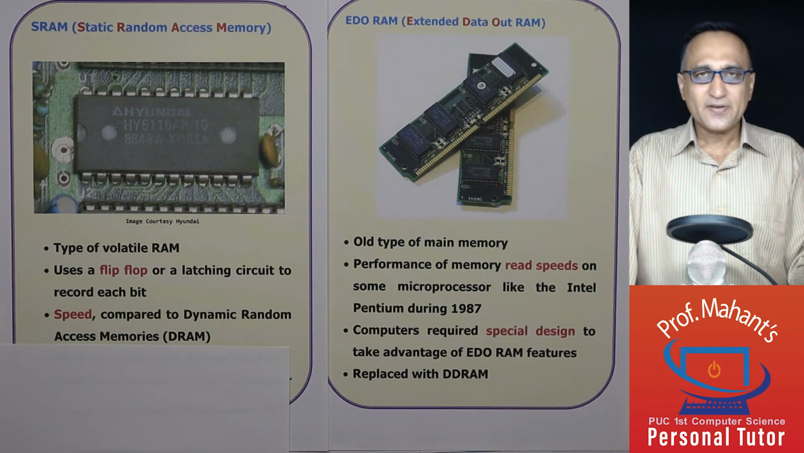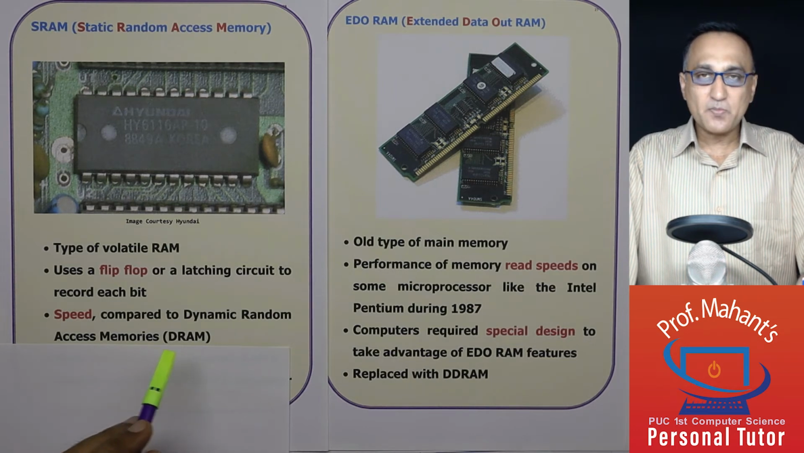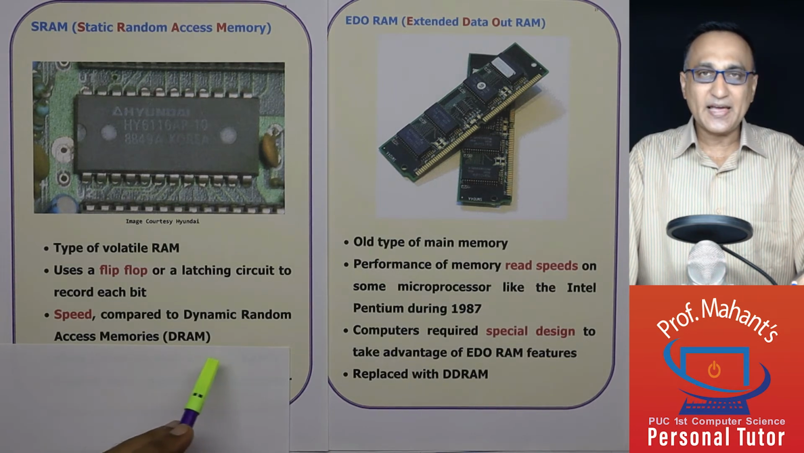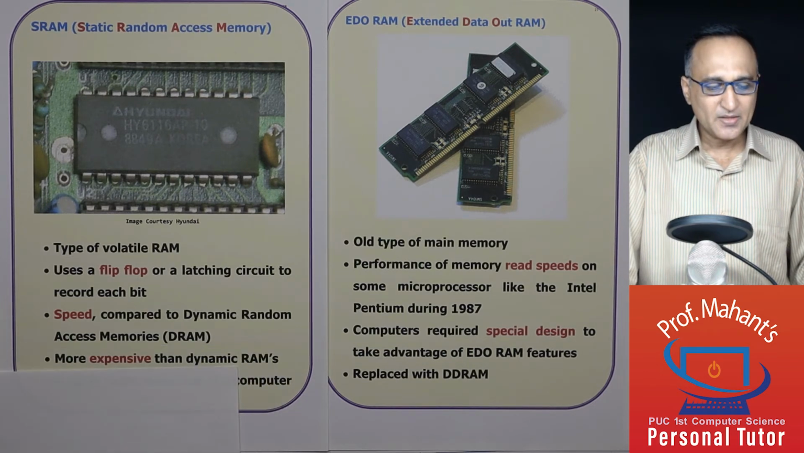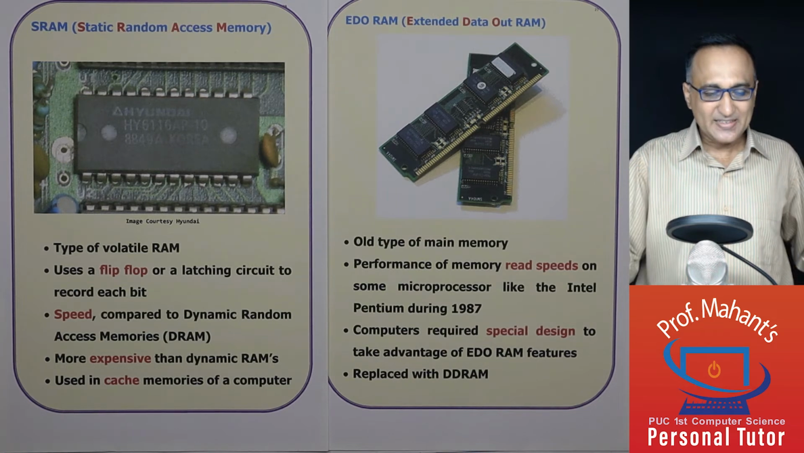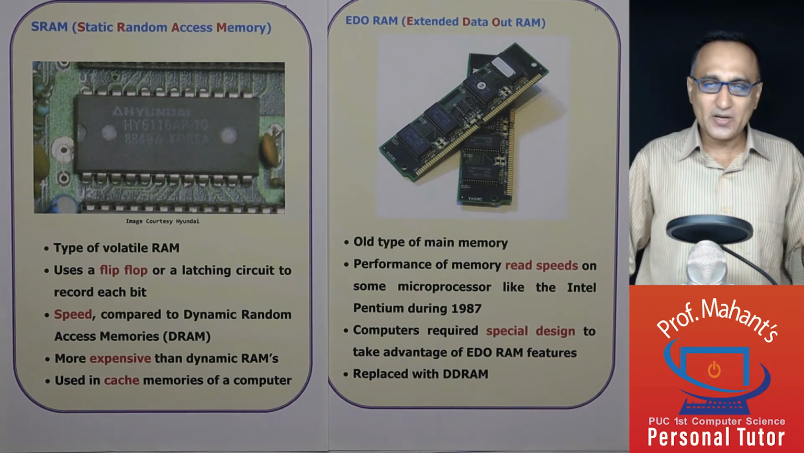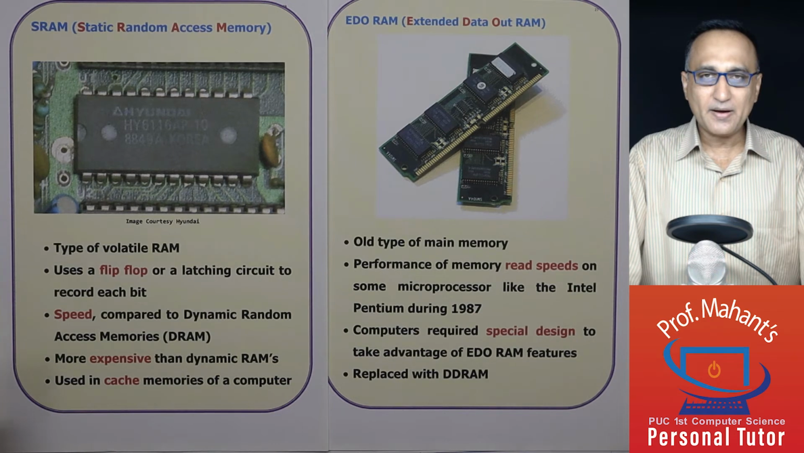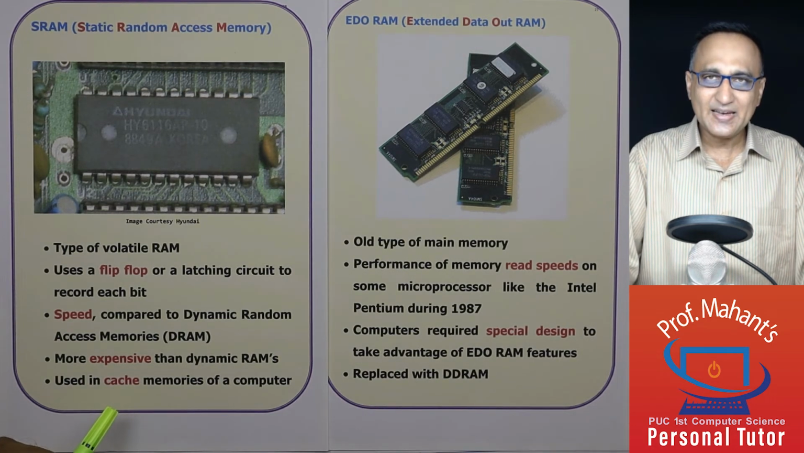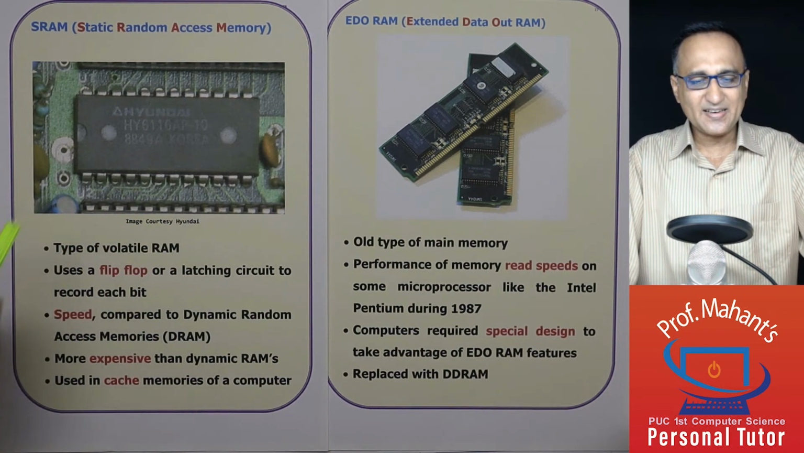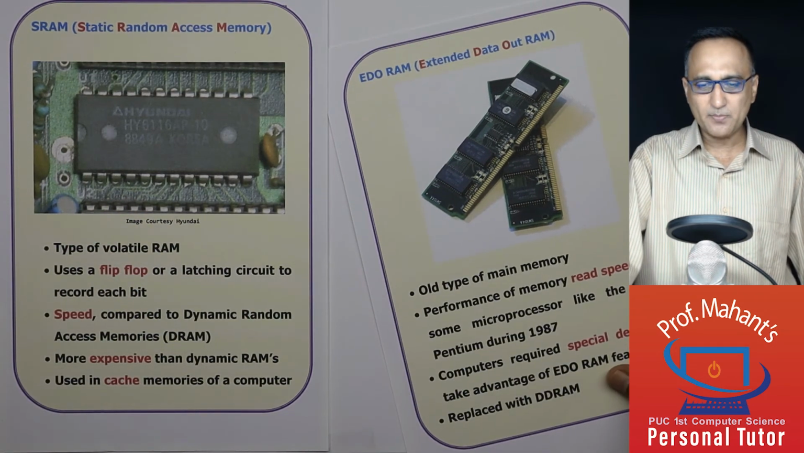The advantage of SRAM is that its speed is much higher compared to the dynamic random access memory we are going to talk about in the next slide. But the drawback is that it is very expensive compared to the DRAM, and it is used in high speed requirements like the cache memory of a computer. You will understand what a cache memory is in the last session of this particular lesson. So this is static random access memory, of which I have given you a brief idea.